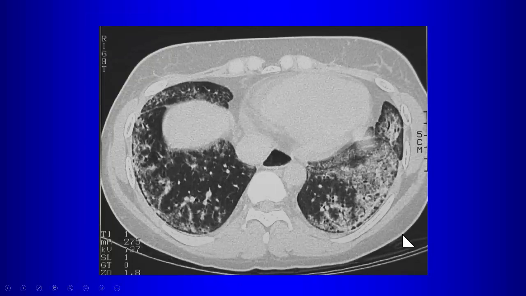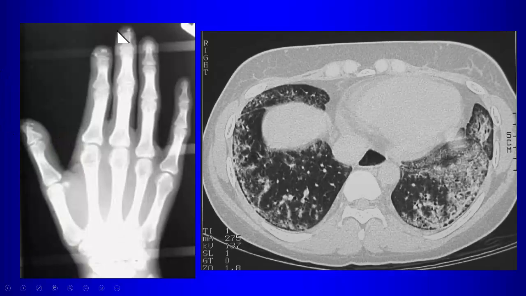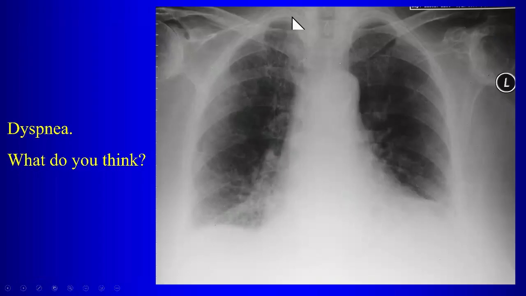Okay? So if you're given a case on exam where we have interstitial lung disease and you notice the esophagus is dilated, then scleroderma is what you're going to be thinking about. And here you can see the changes within the distal phalanges, which can be associated with scleroderma.